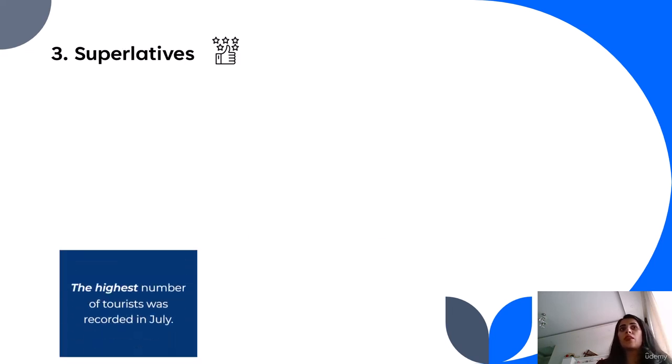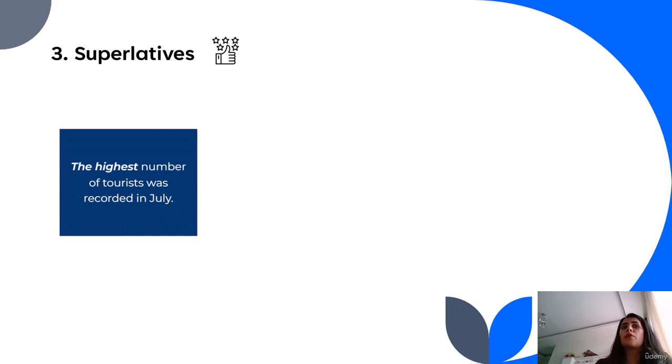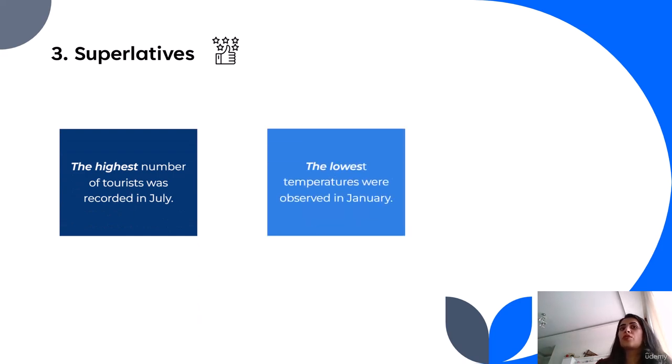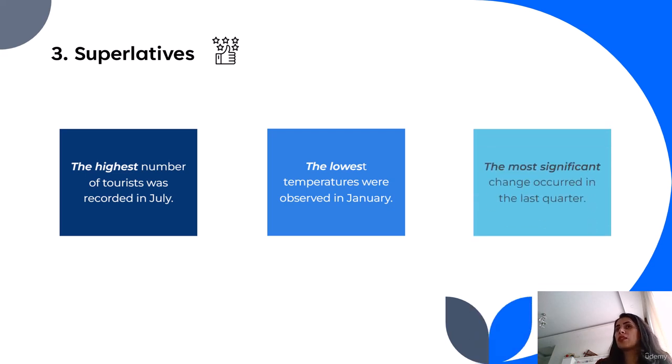Superlatives. The highest number of tourists was recorded in July. The lowest temperatures were observed in January. The most significant change occurred in the last quarter. Using these structures will make your comparisons clear and precise.